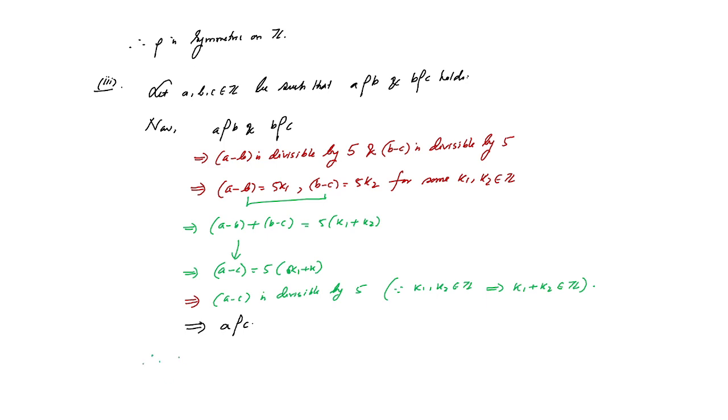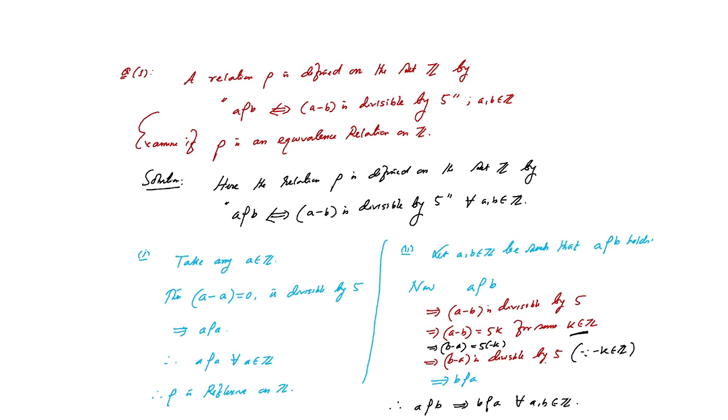So what do we get? We get A rho B and B rho C implies A rho C, for all A, B, C belonging to Z, because our choice was arbitrary. So that means rho is transitive on Z.